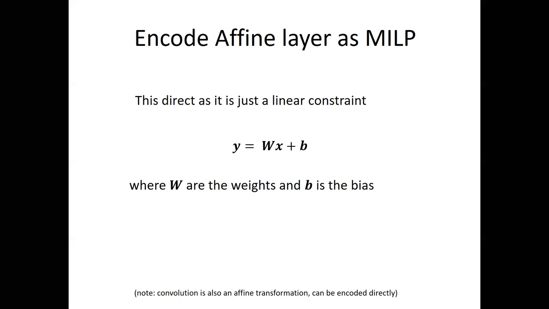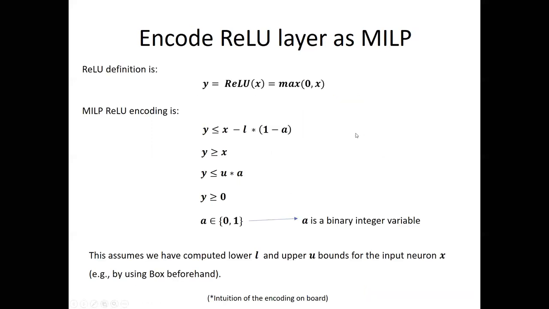And you can look at the paper that I pointed to before. Convolution can also be encoded fairly directly, similar to how we encode the affine layer. Okay, so encoding the affine layer is very direct with MILP. It's an exact encoding. Now let's see how to exactly encode the ReLU layer, and this is a little bit more involved. So we'll spend a little bit of time here. So this is going to be encoded.